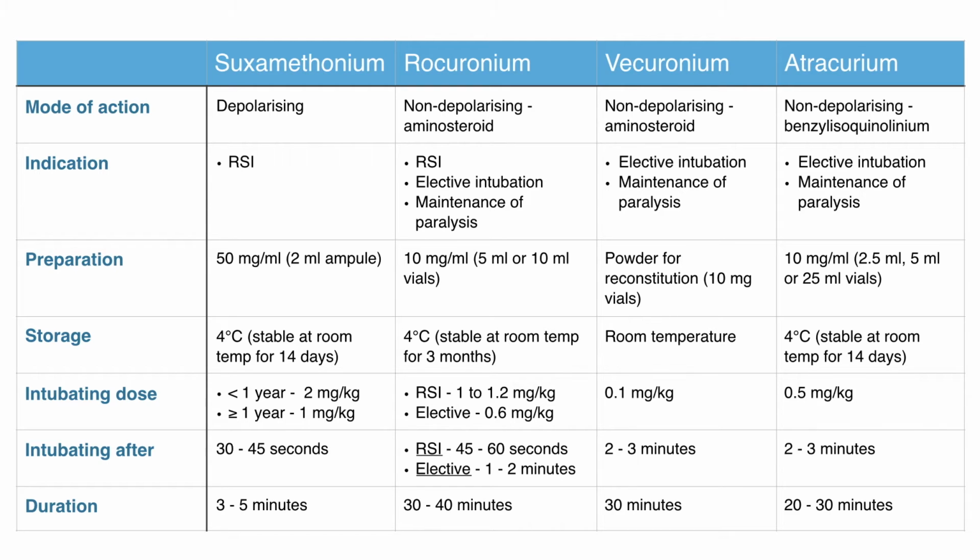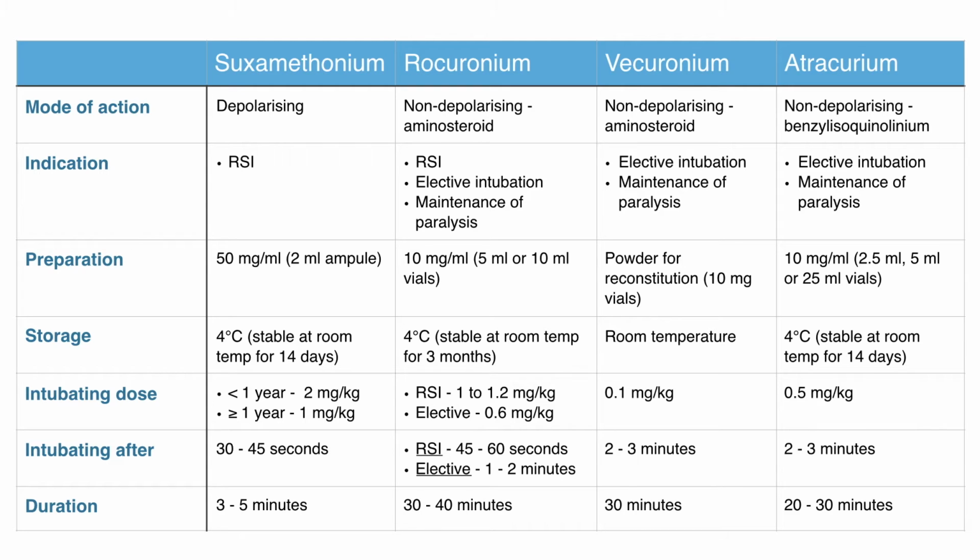For elective intubations, it's given in a dose of 0.6 milligrams per kilogram, where you can expect it to work and provide intubating conditions somewhere between 1 to 2 minutes. In rapid sequence, it can be given in a bigger dose, 1 to 1.2 milligrams per kilogram, where you can expect intubating conditions after 45 to 60 seconds. It has a much longer duration of action, 30 to 40 minutes.